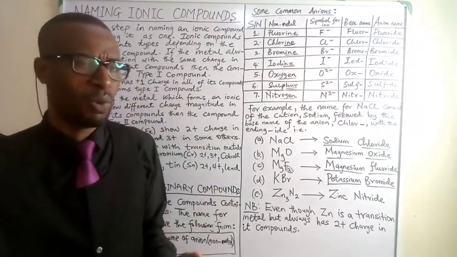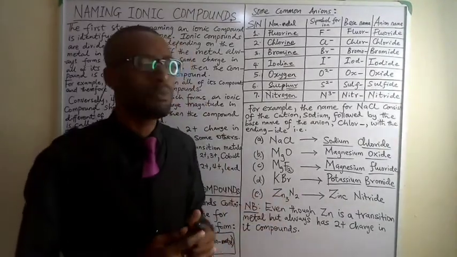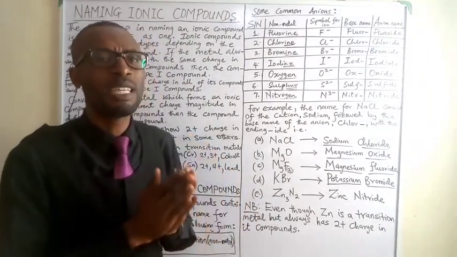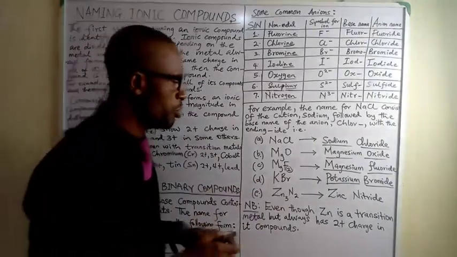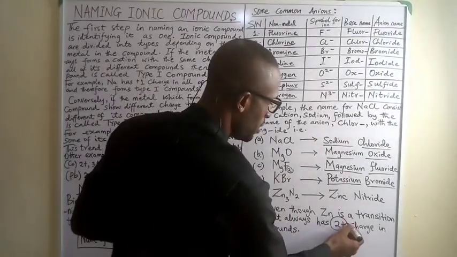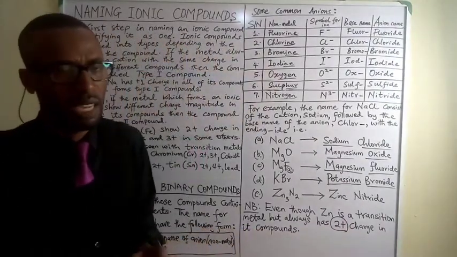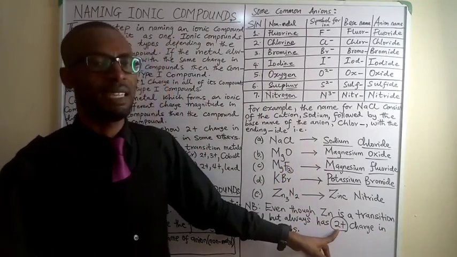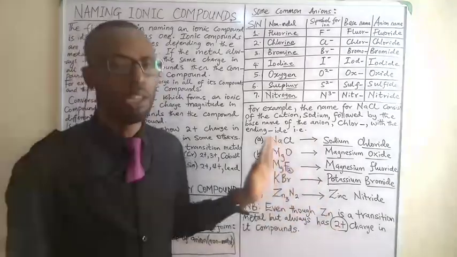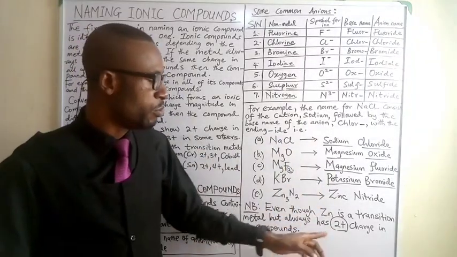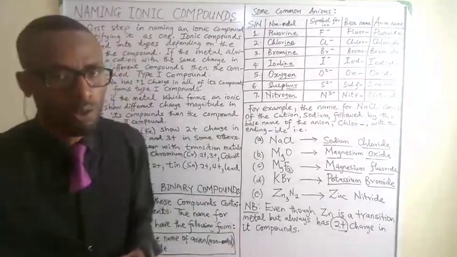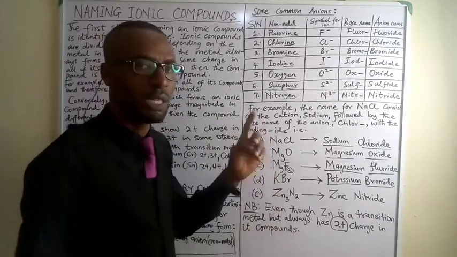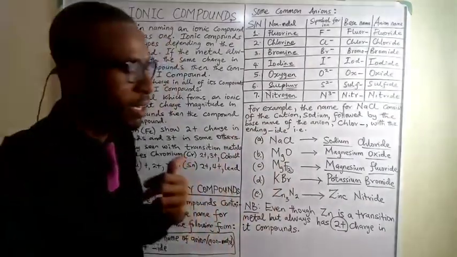And the exception that we are seeing with zinc here is because, yes, zinc is a transition metal. But in all of its compounds, it only shows the 2+ charge. It doesn't show variable oxidation state. So it resembles the main group metals in that it doesn't show variable oxidation state. In all of its compounds, zinc will show 2+ charge. So because of that, it was placed to be named alongside type 1 binary ionic compounds.